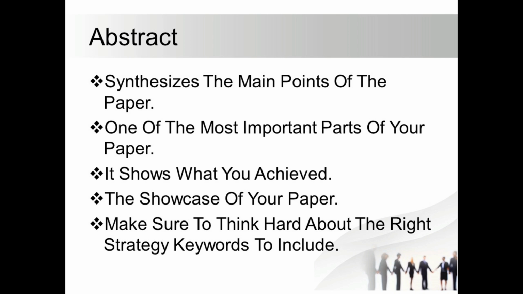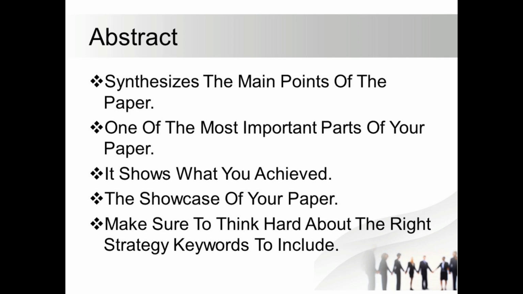Following the title, most times there is an abstract, which synthesizes the main points of the paper. We'll dig into abstract more in an upcoming lesson, but realize that the abstract really is probably one of the most important parts of your paper. It shows what you achieved. Think of it as the showcase of your paper. When it's read, the reader should know exactly what the paper is about and what the author contributed. Also, in it, the reader will find some keywords that will classify your paper and help reference it. Make sure to think hard about the right strategy keywords to include.